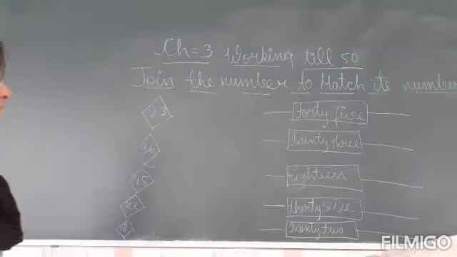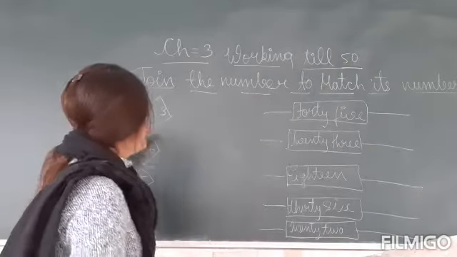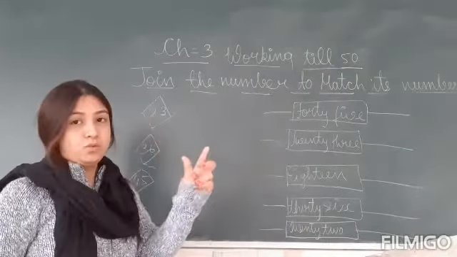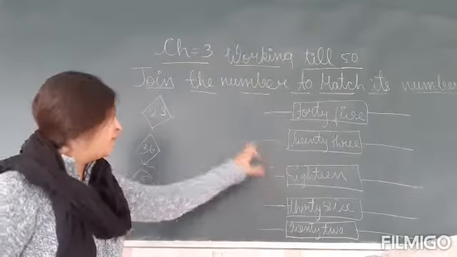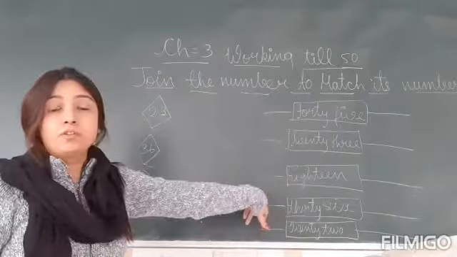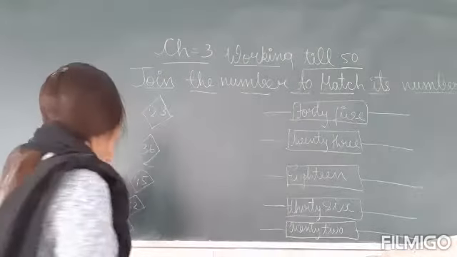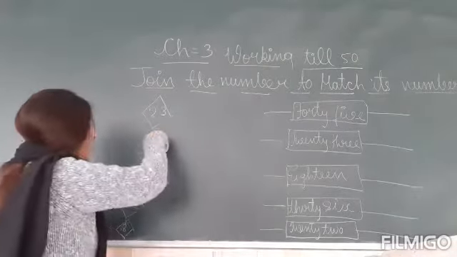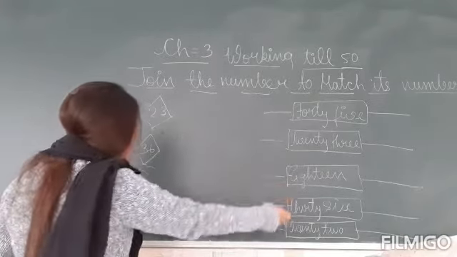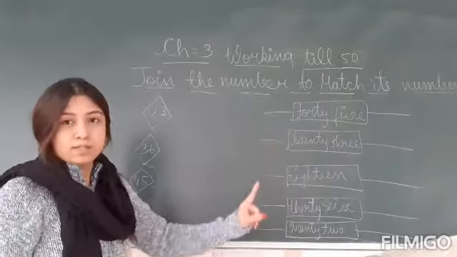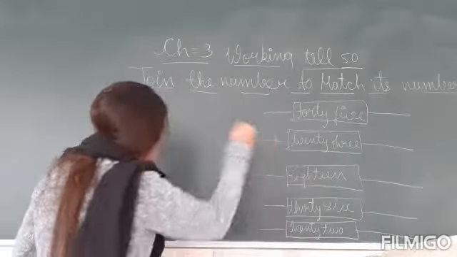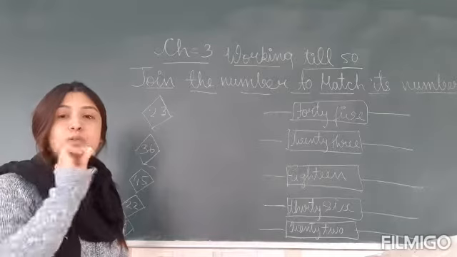You can see in the kite there is a 23 written. So we have to join this 23 to its written word. You can see 23 is there in figure. So we have to see where 23 is written in words, and tick that 23 in words.